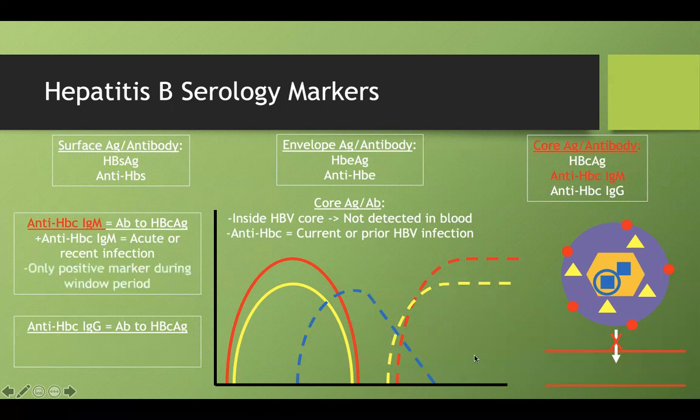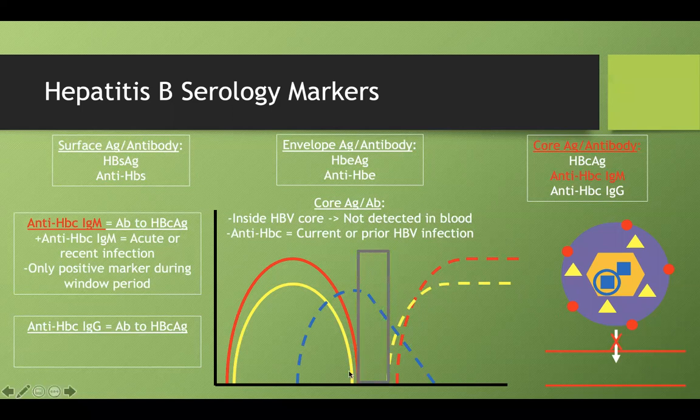Now, something they really, really love to test, and I rarely make guarantees, but I can almost guarantee that you're going to see some of these questions on your shelf exam. They love for you to know that the anti-Hep B core IgM antibody is the only positive marker during the window period. So what is the window period?